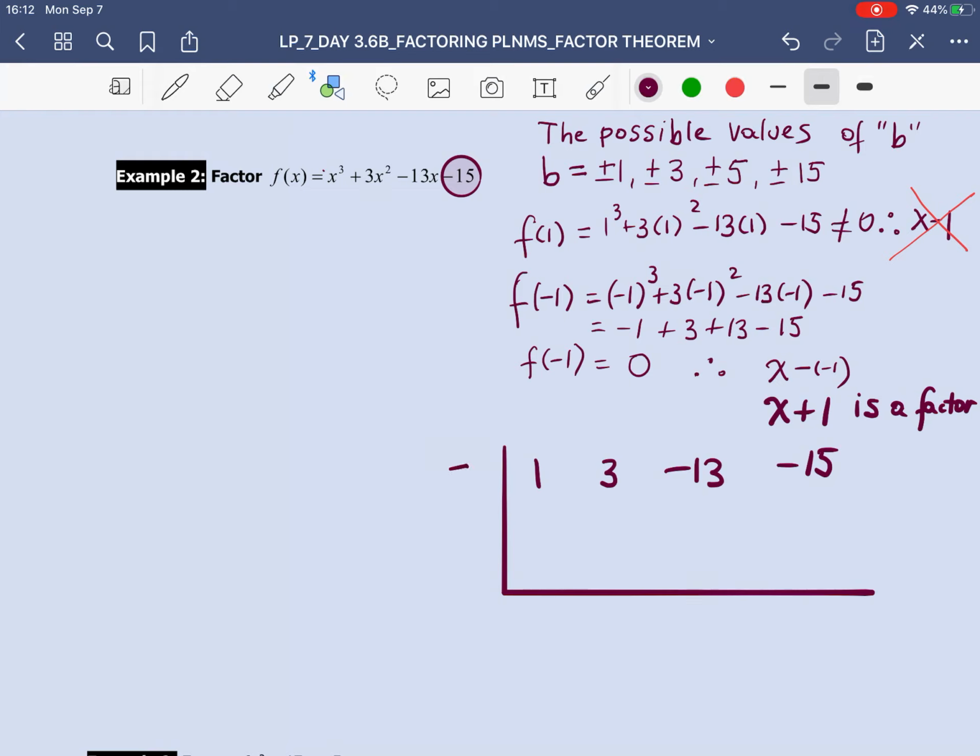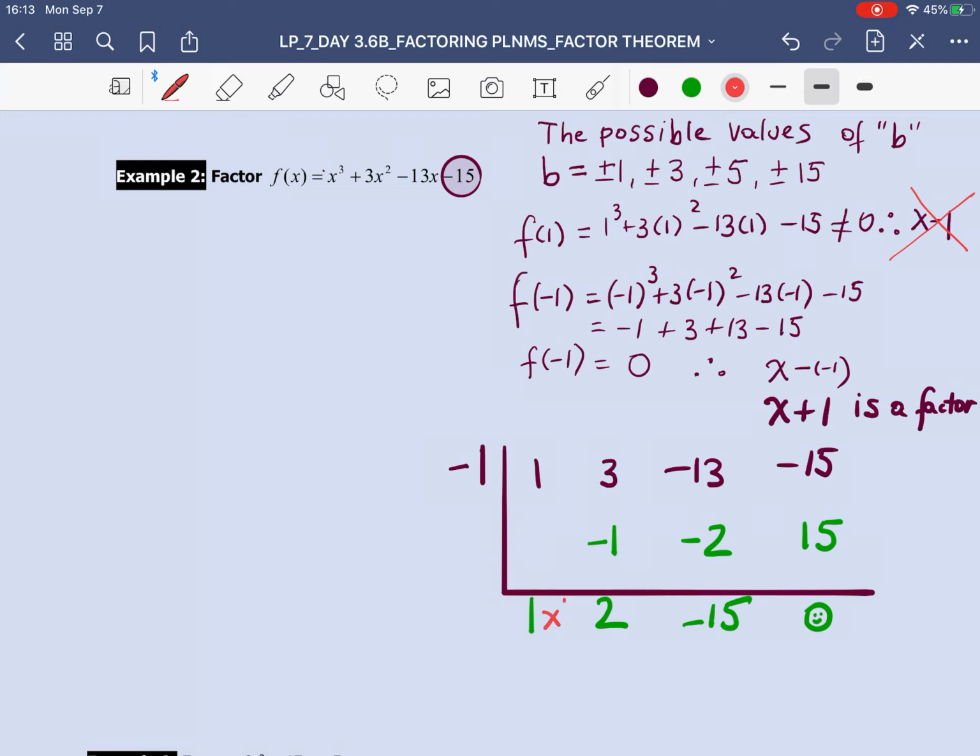And negative 1 goes right here. We bring 1 down. 1 times negative 1, negative 1. You add. 2 times negative 1, negative 2. You add. Negative 1 times negative 15 is 15. You add. You get 0. You see how the remainder, one more time, made us happy here. It's 0, so we know that we have found our factor correctly.